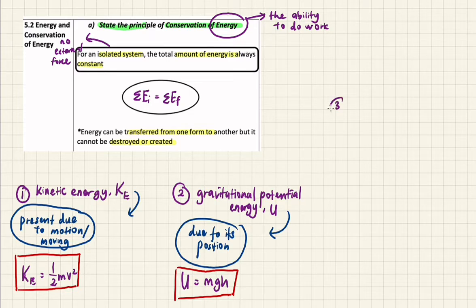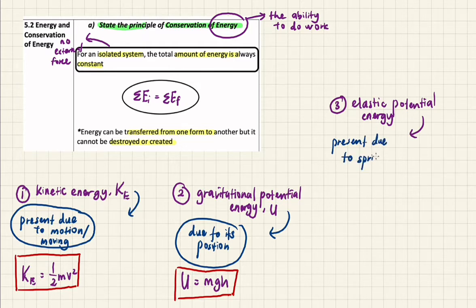Okay, so for the third one, the third one is elastic potential energy. Elastic potential energy is present due to a spring stretching or compressing. So bila kita ada spring and spring tu stretch, sama ada dia stretch ataupun dia compress, so dia akan ada elastic potential energy.